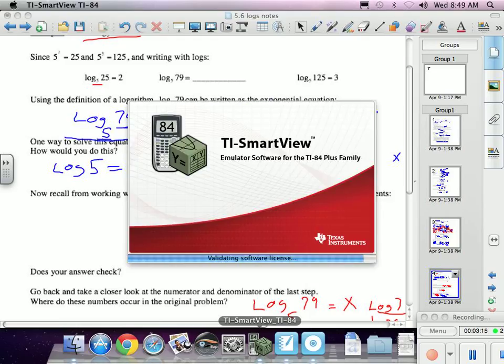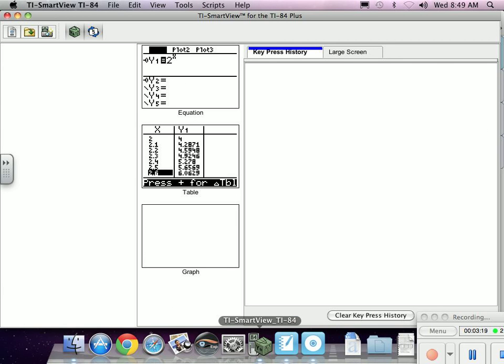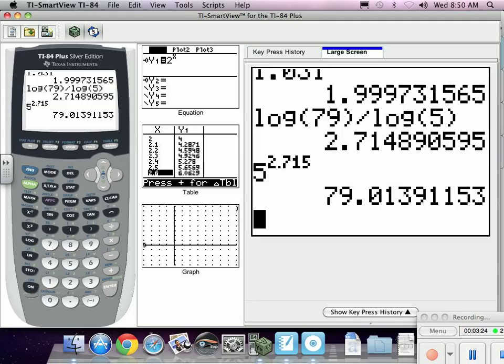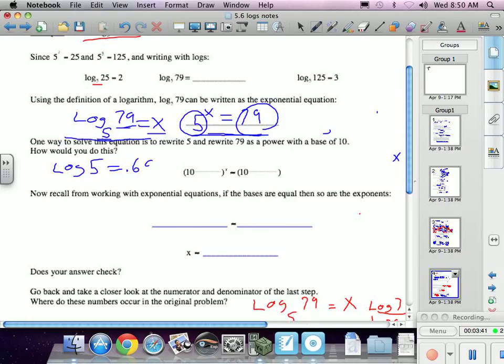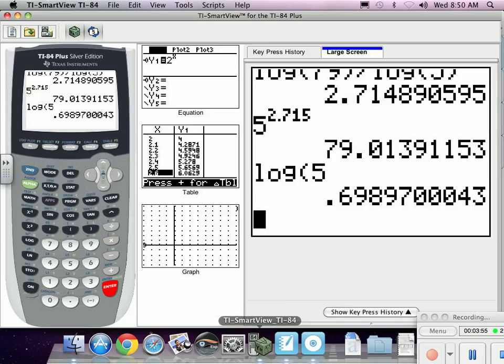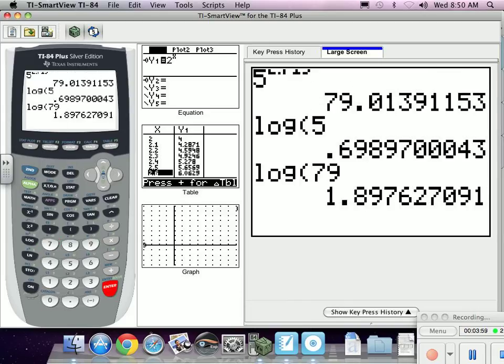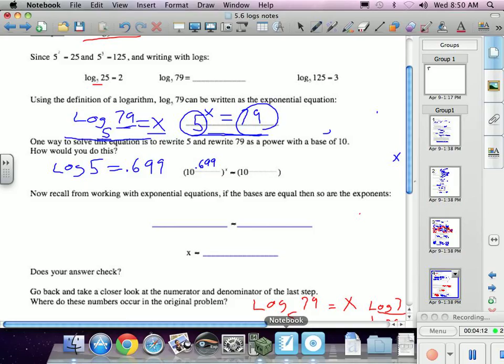And so I can type that into my calculator. Let's turn on large screen. So I can say log of 5 equals, okay, 0.699. So then I can rewrite that: 5 equals 10 to the 0.699 approximately. In other words, 10 to the 0.699 to the x is going to equal whatever the log base 10 of 79 is. So I say log of 79, and I have to raise 10 to this power to make it equal 79, okay? 1.898. So 10 to the 1.898.